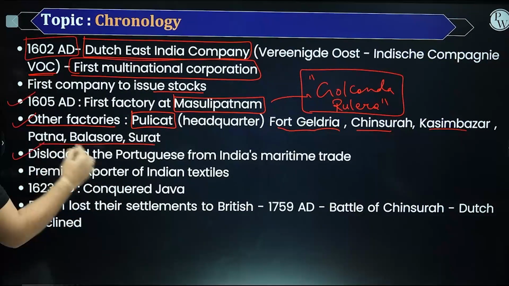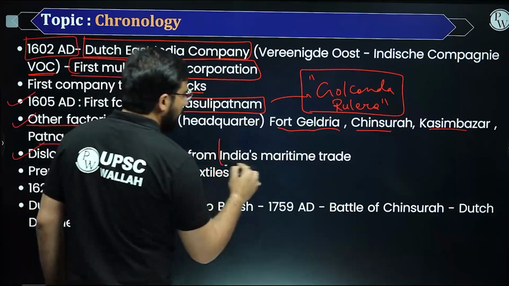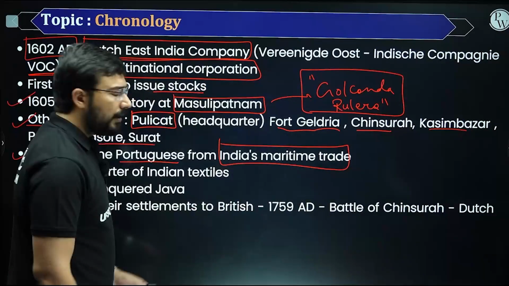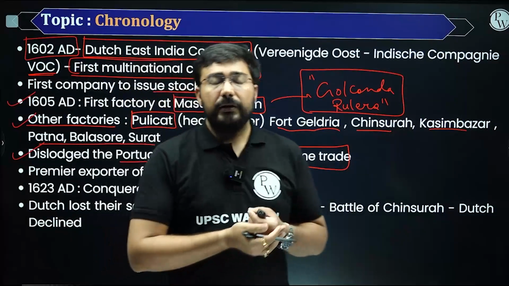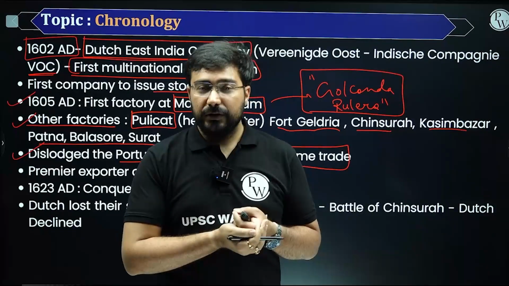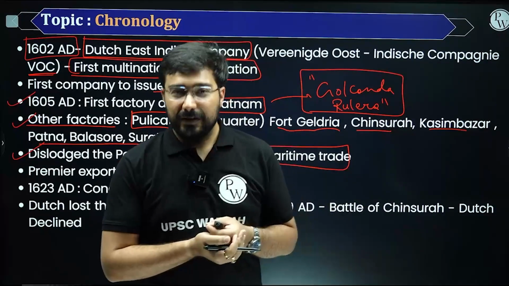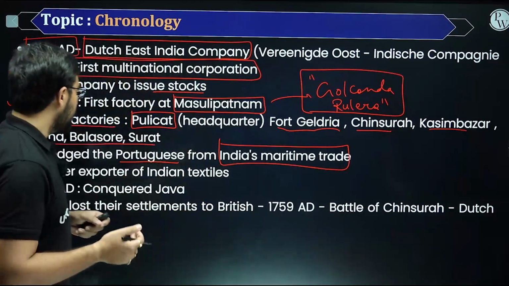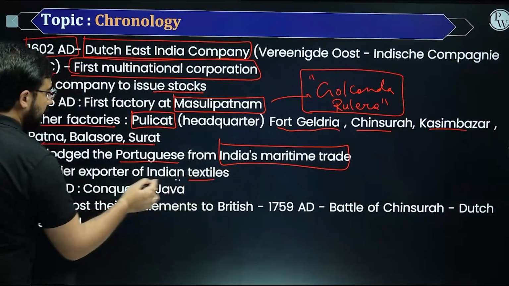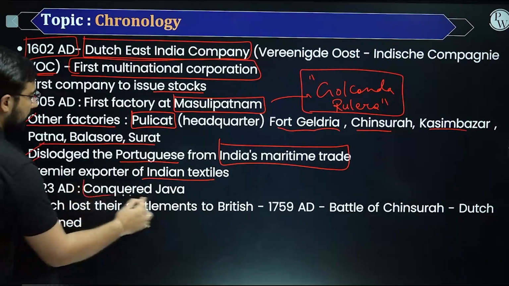They were the ones who dislodged the Portuguese from India's maritime trade. And we'll discuss the factors responsible for the success of the Dutch in India, after this. First, some facts. They were the exporters of Indian textiles. They had also conquered Java.